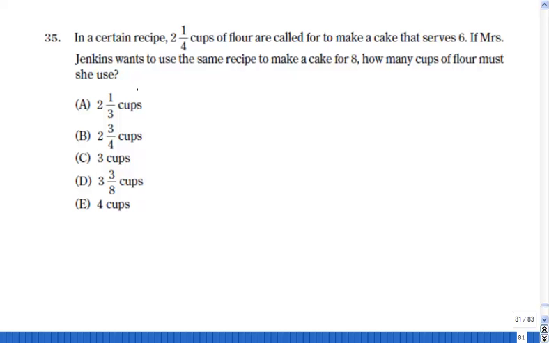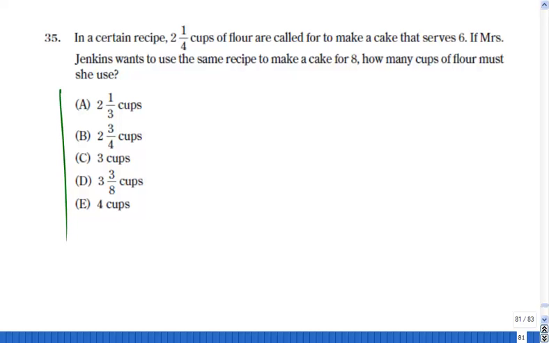Problem number 35. In a certain recipe, 2¼ cups of flour are called for to make a cake that serves 6. If Mrs. Jenkins wants to use the same recipe to make a cake for 8, how many cups of flour must she use? And I have the 5 options here. Obviously, this is also an SAT problem. Okay?